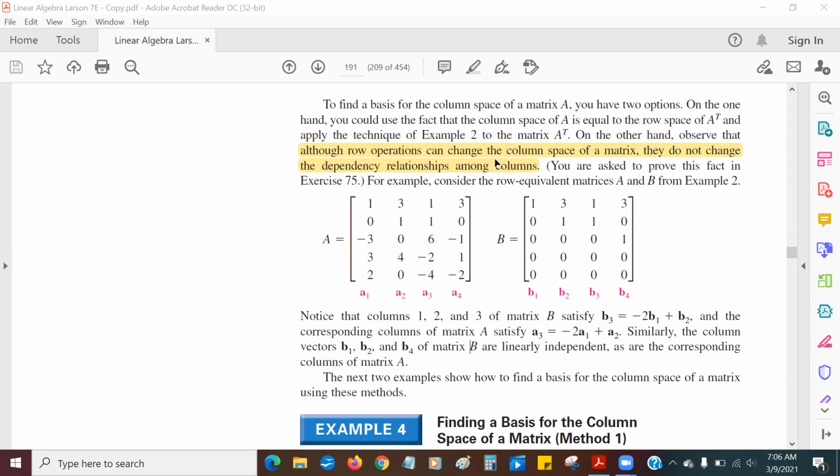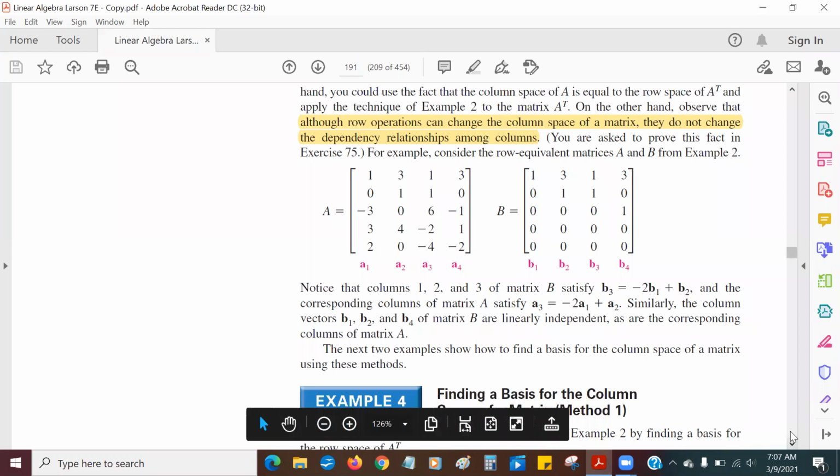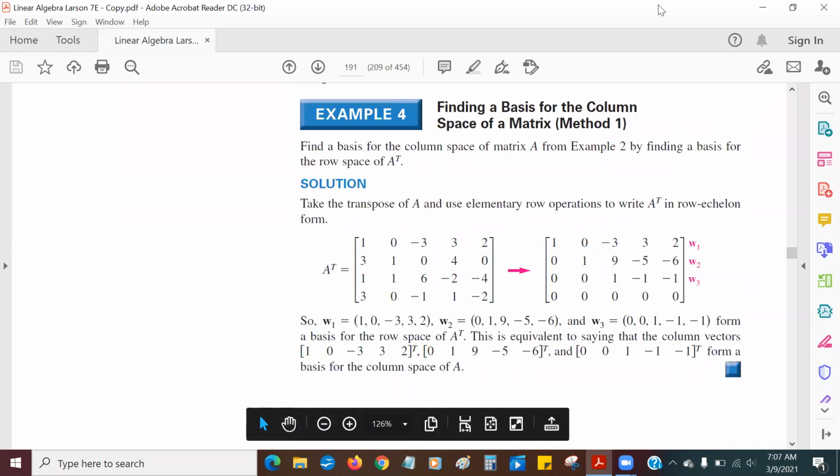The row operations do change the column space of the matrix, because when you move the rows around, the column vectors become different vectors. But even though they change the column vectors, they don't change the dependency relations between them. And that's really important. We're going to use that fact in finding the basis of a column space.